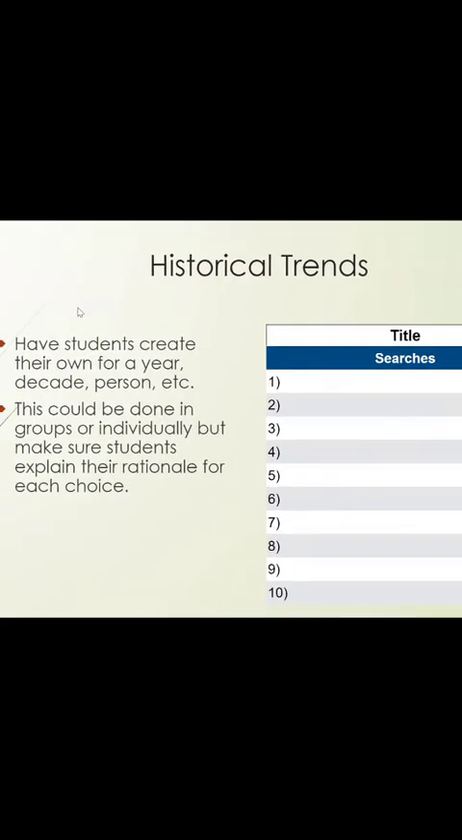And then obviously we would have students make their own. So that might be a cool thing. And you don't have to do a year. You could also do a decade. You could do a person or anything else you could think of. But getting students to think about what a search history sort of would tell us about that particular time period or person.